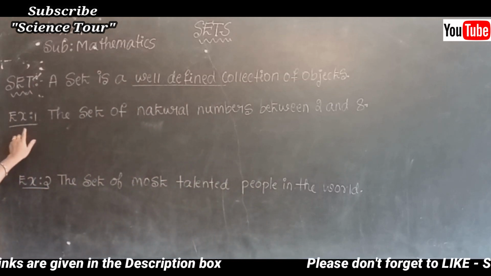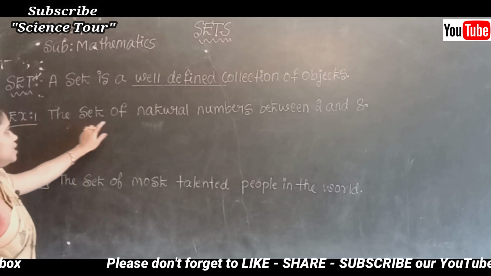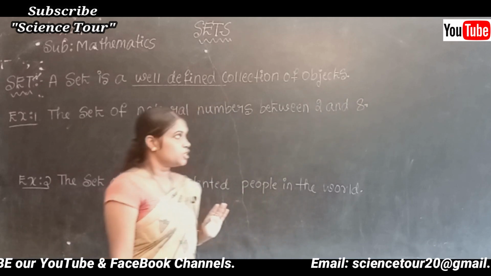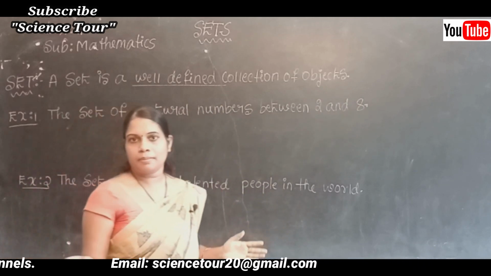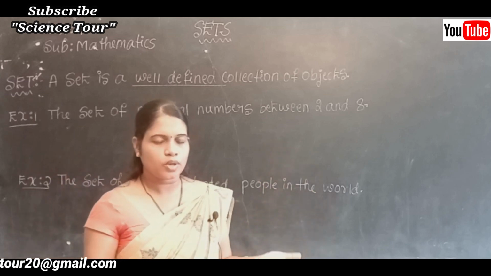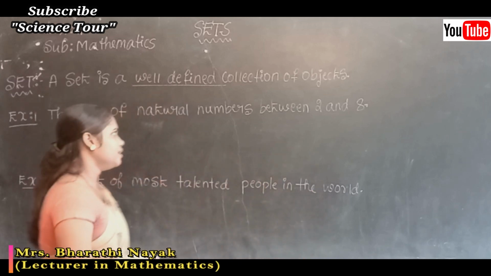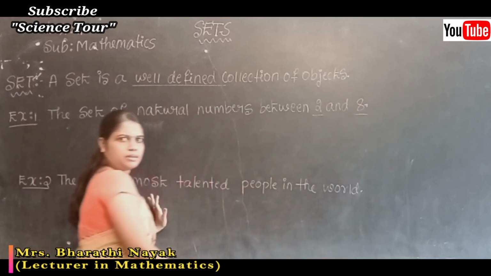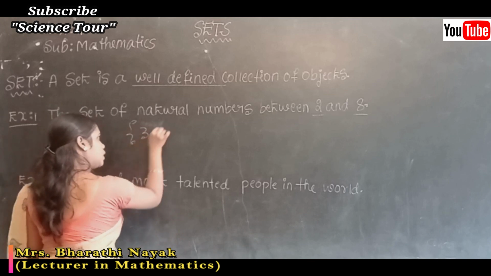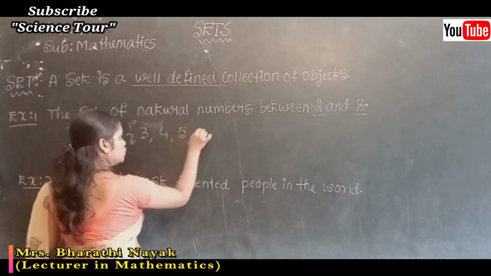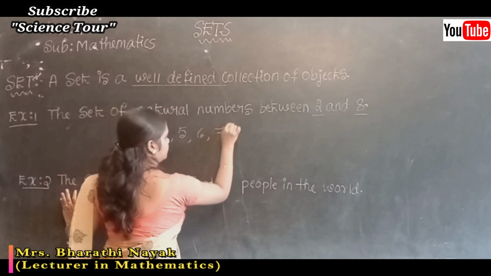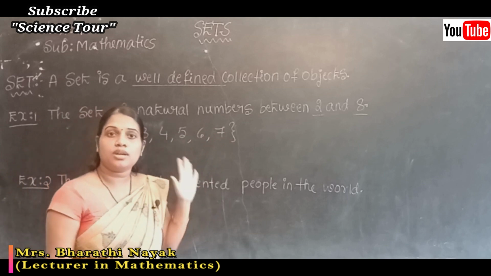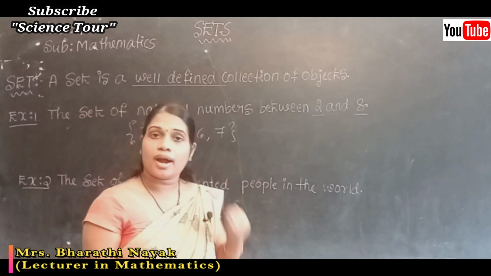First example, I will consider the set of natural numbers between 2 and 8. So we have to collect the natural numbers between 2 and 8. Which natural numbers will exist? 3, 4, 5, 6, 7. Isn't it? Yes, there are 1, 2, 3, 4, 5. There are 5 natural numbers which lie between 2 and 8.